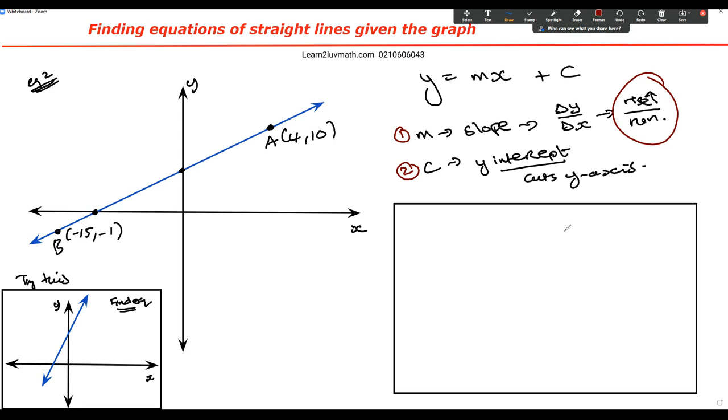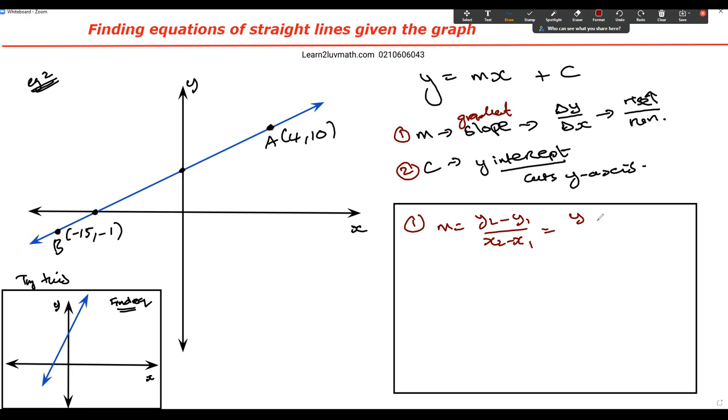And we can find the rise over run if we want. If we travel from point B all the way to point A, we can see what the rise over run would be. We can also use an equation for the gradient of a straight line. The gradient of a straight line, which is another word for slope, is going to be given by y2 minus y1 over x2 minus x1.